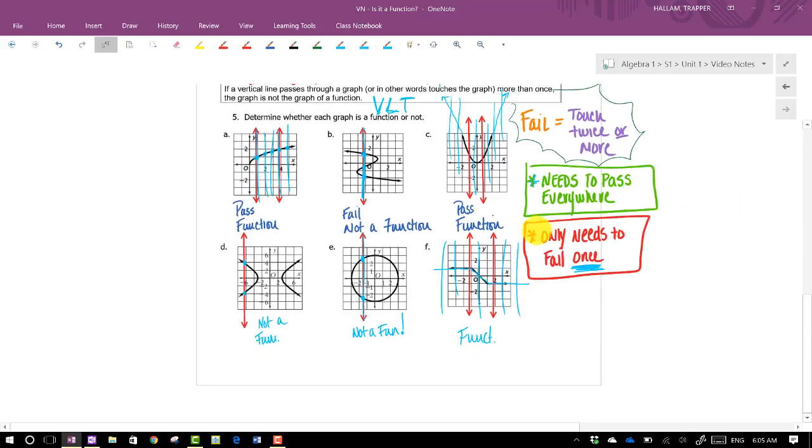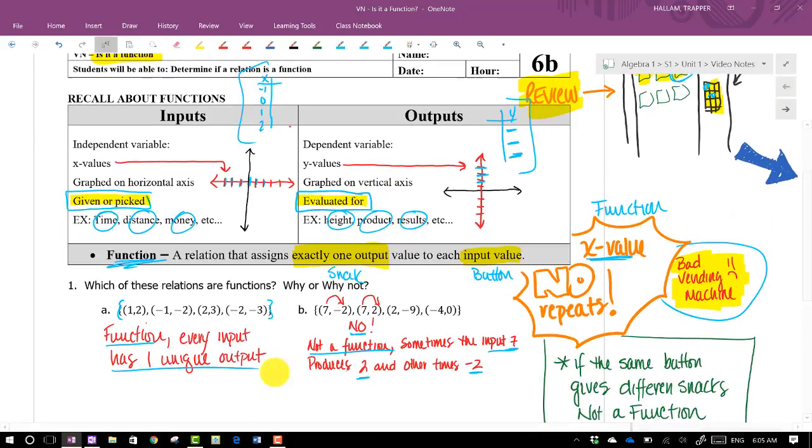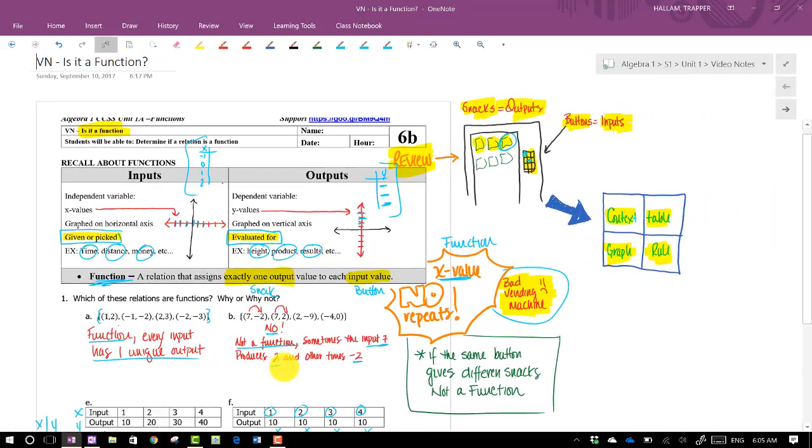All right, so let's review. So if we go back, we learned that our vending machines, our relations, can be a function if exactly each output has exactly one specific input. Okay, we know that the inputs then are the independent variables, the x coordinates on the horizontal axis. The outputs are the dependent variable, the ones that we evaluate for that aren't chosen for us, they just happen, and they're on the vertical axis.